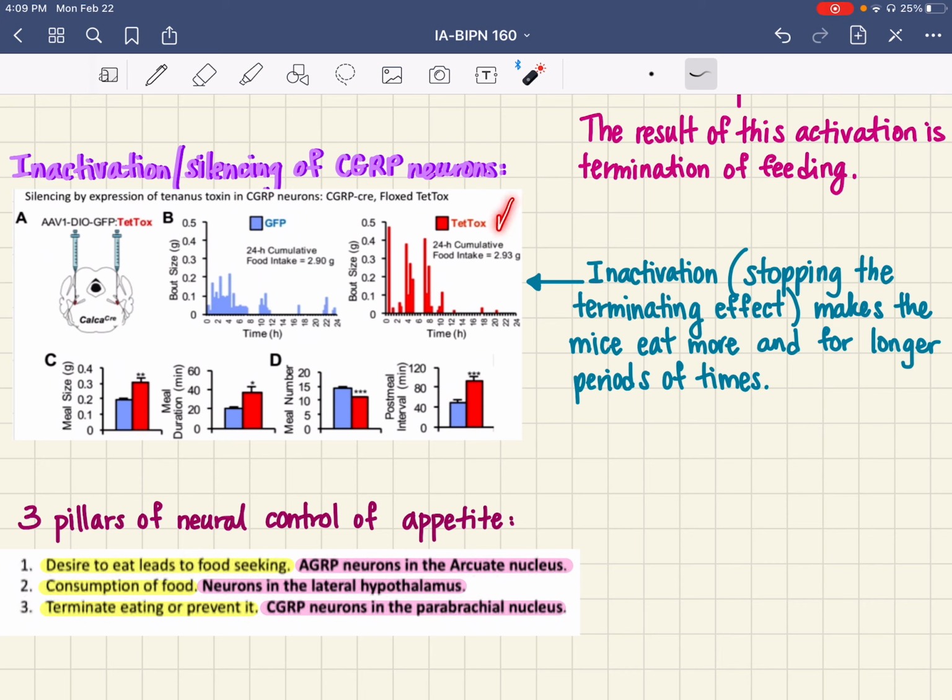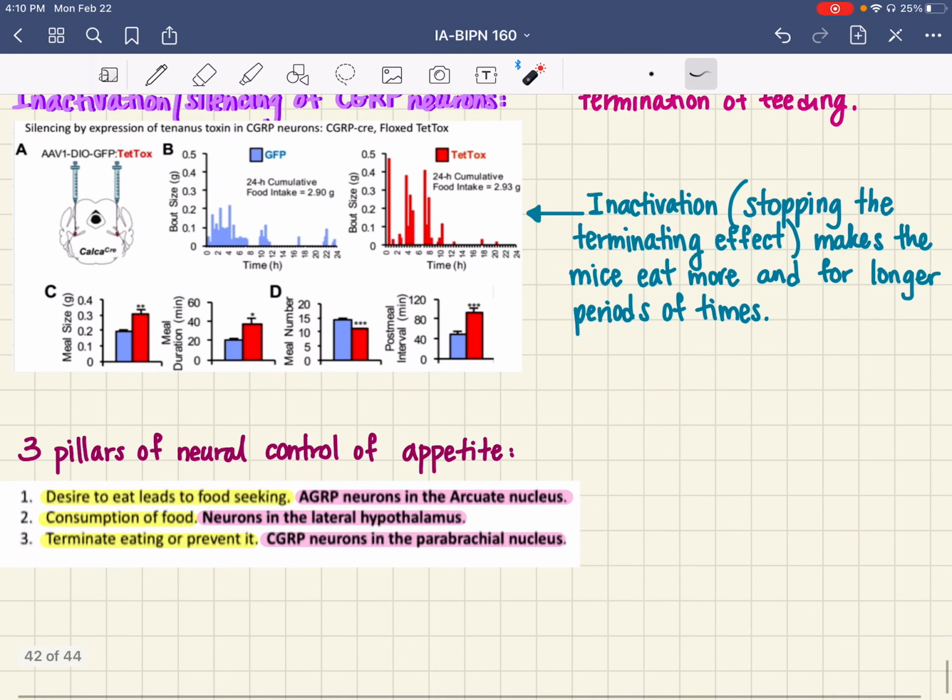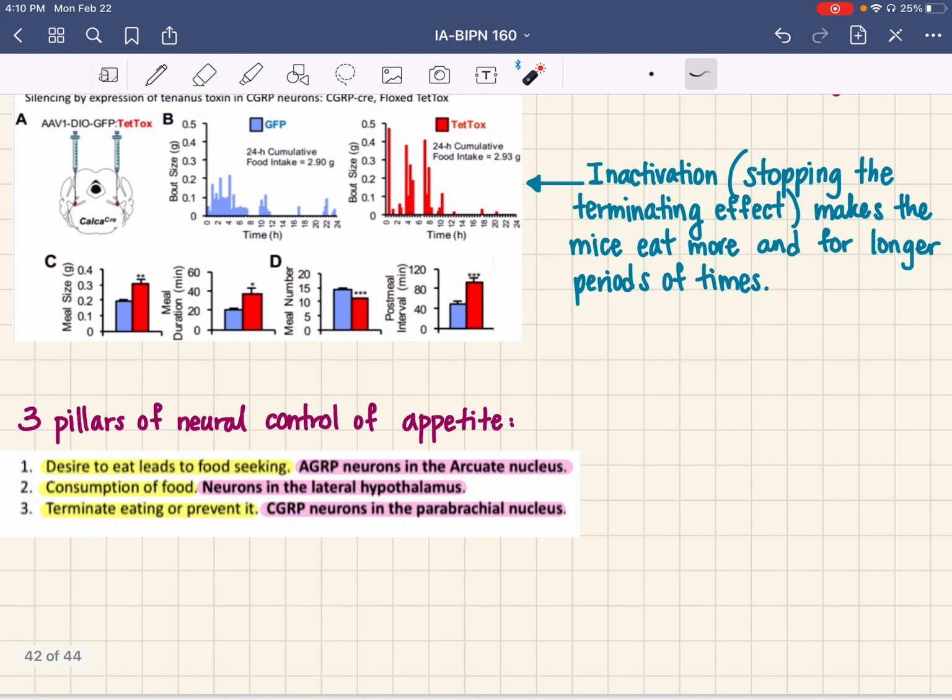And this is shown in this graph right here, because the food intake, the bout size, is much larger, and they have also eaten for longer periods of time. So meal duration is much larger. Okay. Again, to review, if we inactivate CGRP neurons, we disallow these neurons from terminating feeding in the mouse. So the mouse just keeps eating, eats more, and eats for a very long time. Okay, so that was the third pillar of neural control of appetite.